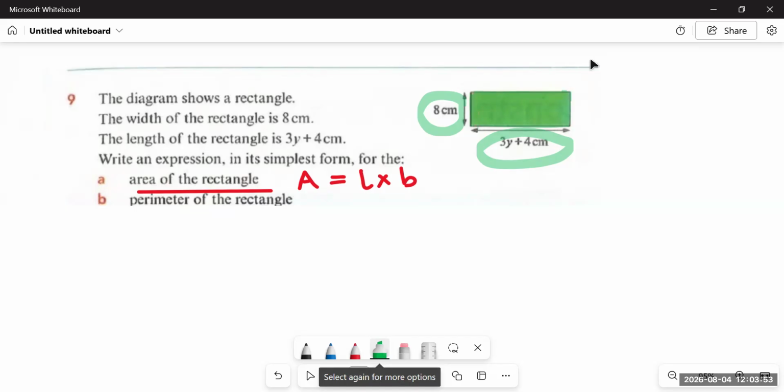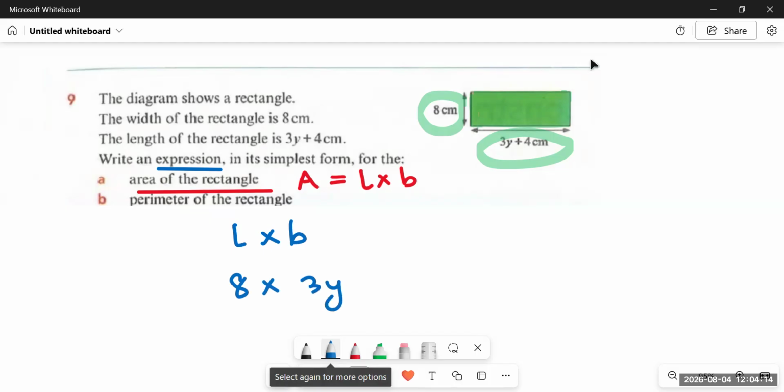How do we calculate how much space is covered by the rectangle? By multiplying the length with the breadth. So the expression, since we have to write down the expression, we will not use the formula. We will simply write length multiplied by breadth for the area. Okay, and the length is given as 8 and the breadth is given as 3y plus 4. Okay, here you have to understand one thing.